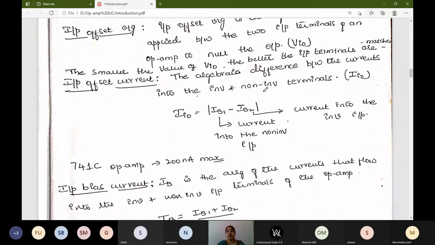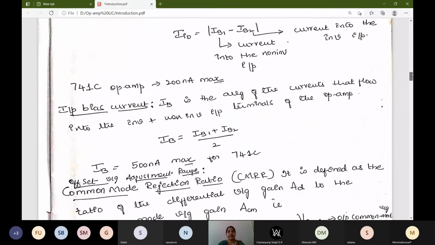into the inverting and non-inverting terminals. So we have two inputs for the op-amp, right? Inverting and non-inverting. The difference between the currents in them is known as input offset current. Current into the non-inverting input is IB1 and current into the inverting input is IB2. So the difference between the two is the input offset current, and the typical value for the 741 IC is 200 nanoamps.